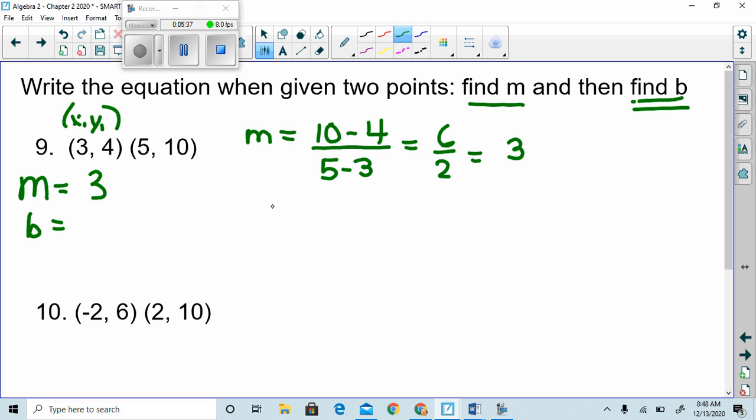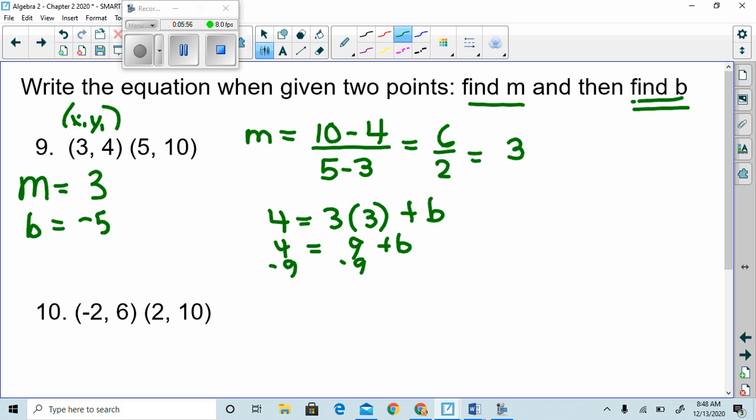And I'll say y is equal to m times x plus b. This is what we did on the previous problems. We're just adding one thing to it, which is finding the slope first. Subtract your 9, and you'll see that b is equal to negative 5. Now that we have all the information, we write y is equal to 3x minus 5.